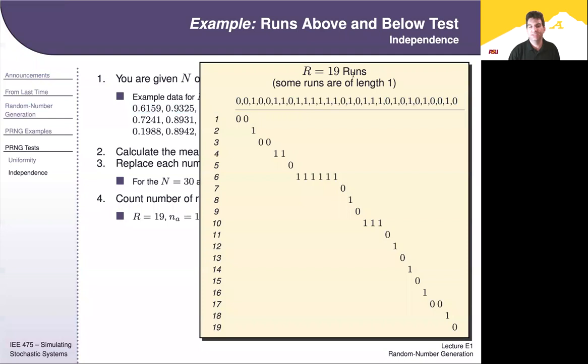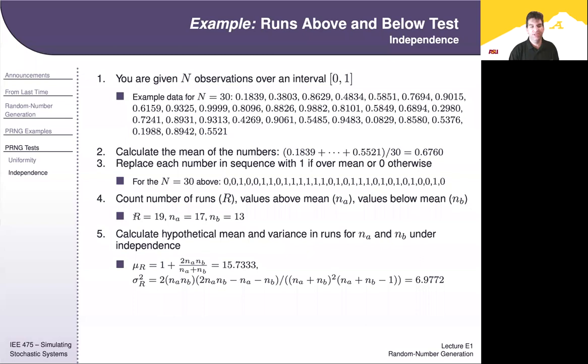So I just count: 1, 2, 3, 4, 5, all the way down through here, 19 runs. 30 numbers, but 19 runs. So those are my three numbers that I calculated, my statistics: the number above, the number below, and the number of runs. From there, I can say if this was independent, then this should act like a weighted coin. And the weight of that coin is set by the number above and the number below. So now I have to ask how many runs a weighted coin would give me with these weights. On average, a weighted coin would give me 15.7 runs when I have 30 flips of that coin. And it gives me a variance of about 7.